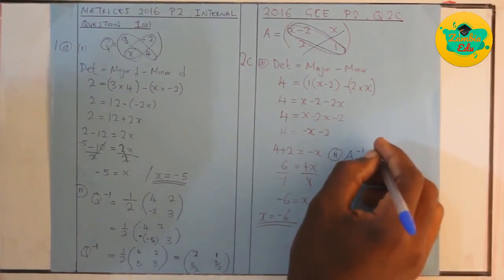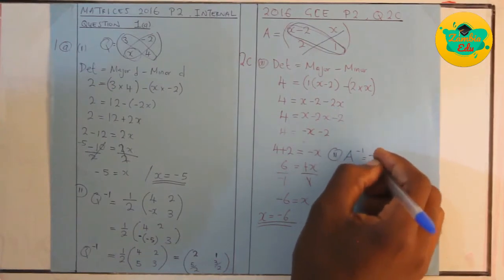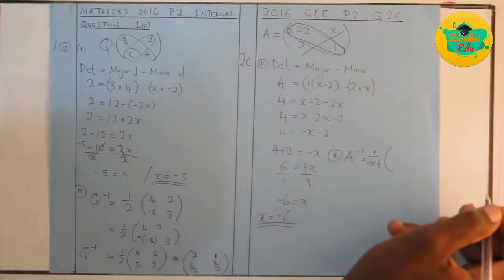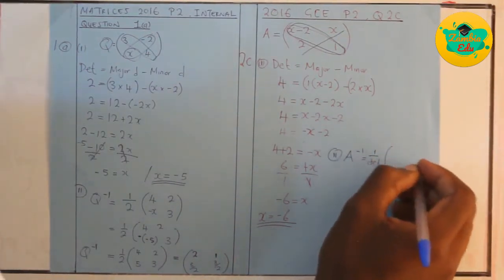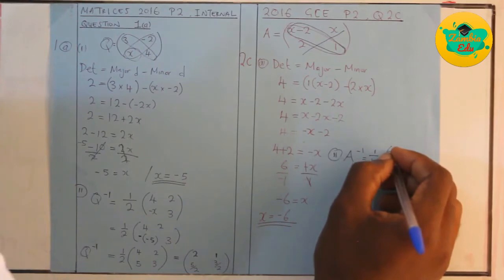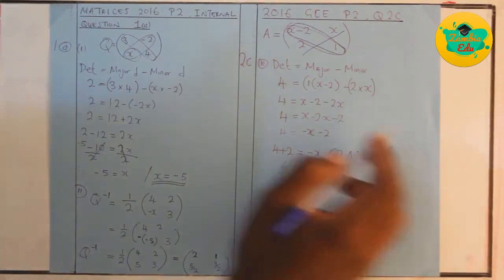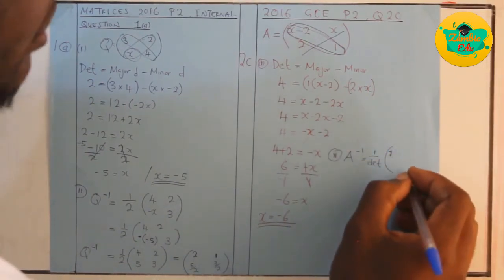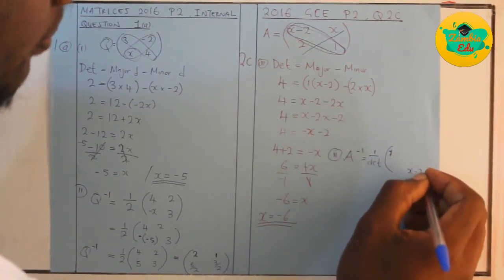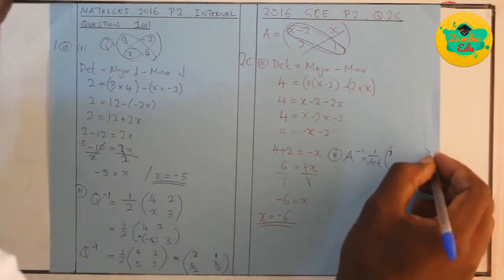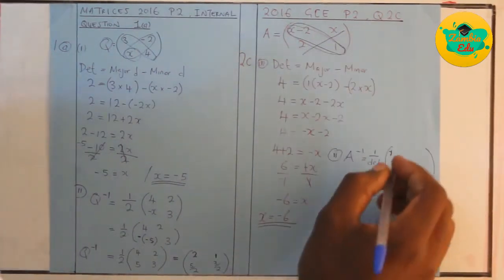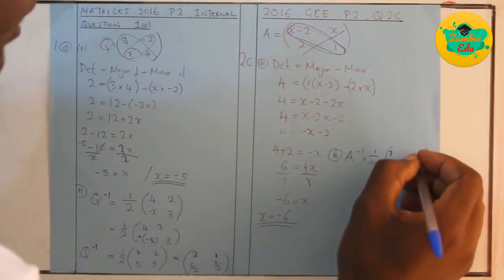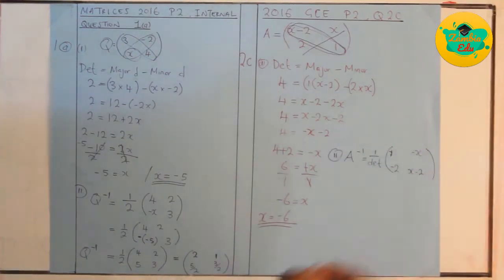You remember that the formula should be 1 over determinant, open brackets, then you swap values in the major diagonal. So this was x minus 2 in the original question, so that becomes 1, and the x minus 2 goes at the bottom. That's our major diagonal. Then we multiply the minor diagonal with a negative, so that was a positive 2, it becomes a negative 2, and that becomes the negative x in that way.